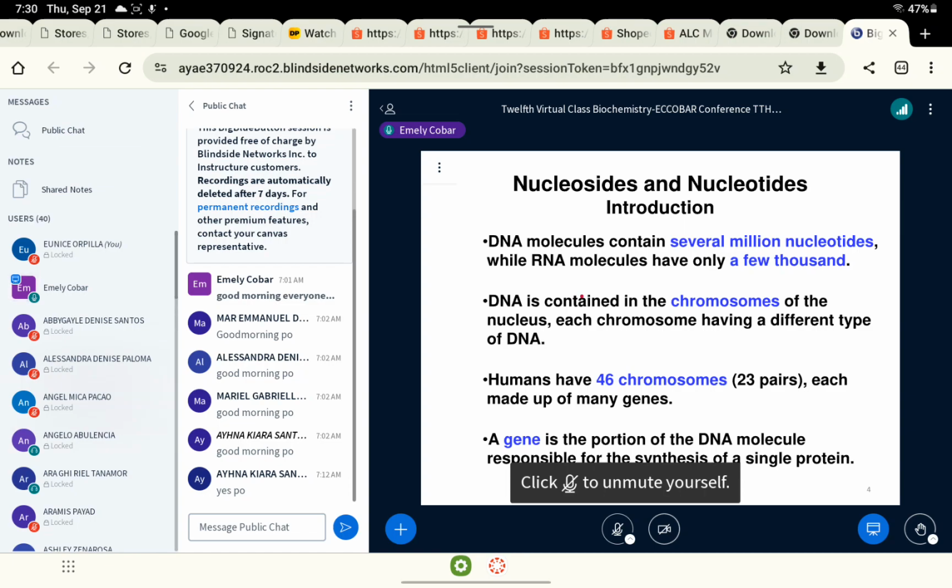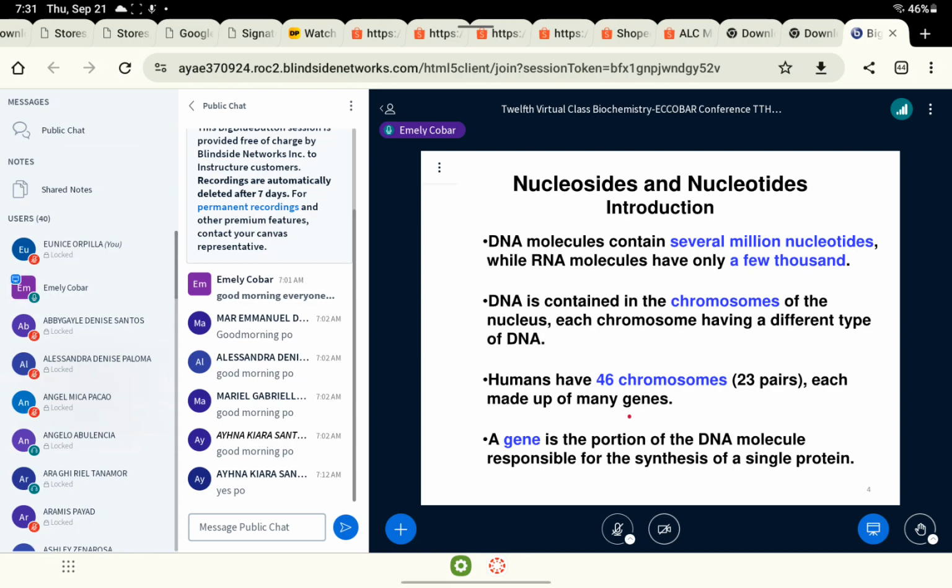Okay, now next. So kanina doon sa first slide, na-present na kagad yung first difference between DNA and RNA. This one is another differentiation between DNA and RNA. A DNA molecule contains several million nucleotides. So yung kaninang pinakitang one monomer of nucleotide, a million of that, several millions of that. While RNA molecules have only a few thousand. And then, where do we see the DNA? It is contained in the chromosomes of the nucleus. And each chromosome has a different type of DNA. And bawat species may kanya-kanyang number of chromosomes. Tayo, human beings, have 46 chromosomes, 23 pairs. And each is made up of many genes.